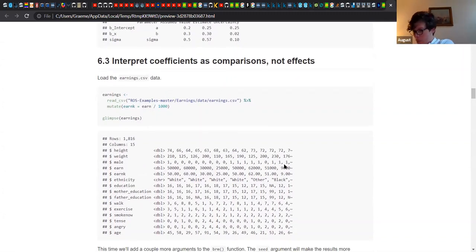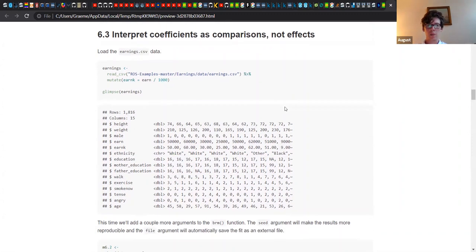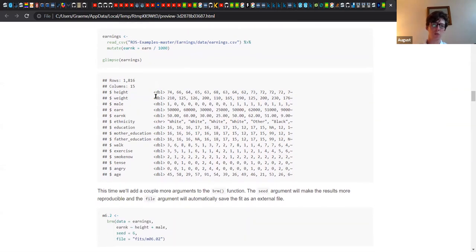Anyway, interpret coefficients as comparisons, not effects. So this is what he's saying: you shouldn't interpret something as an effect, and the reason is that people get confused with this. In the example, this is data that's actually from the ROS example.